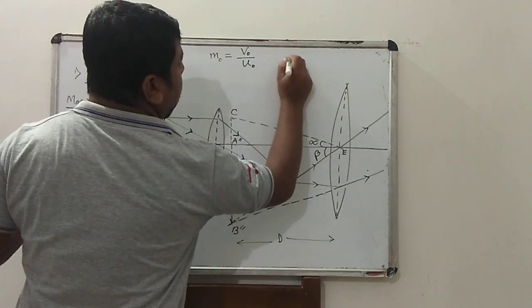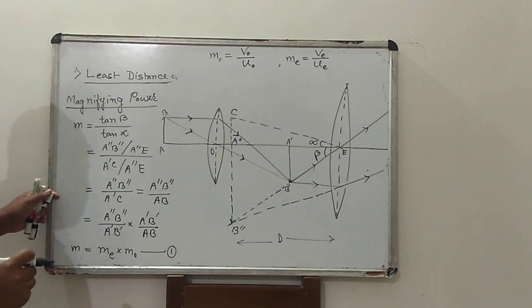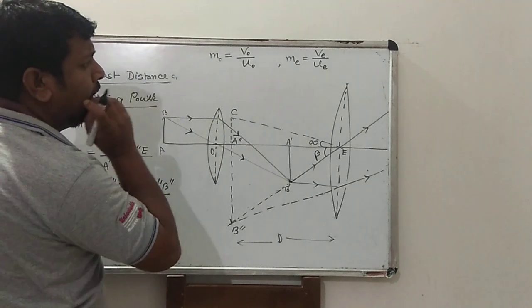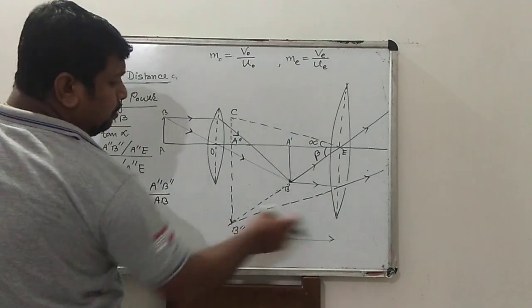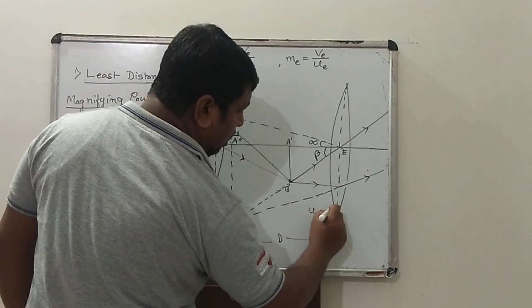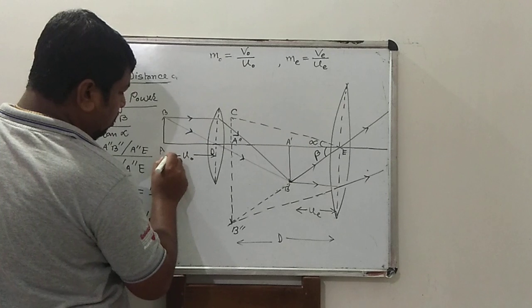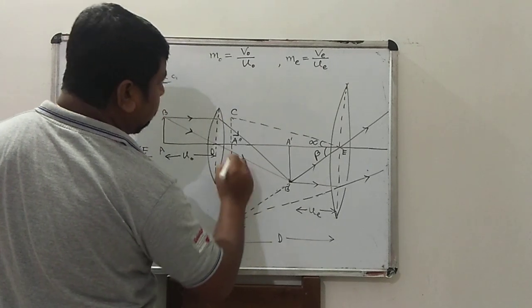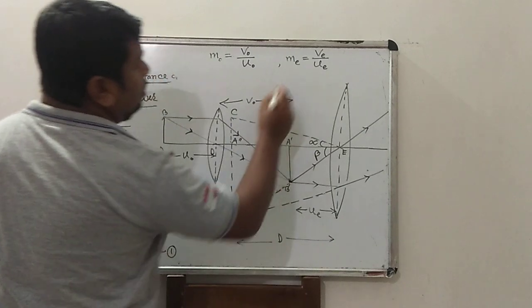So M_O equals v_0 by u_0. And M_E equals v_E divided by u_E. Here u_E is the object distance for the eyepiece and v_E is the image distance for the eyepiece. Suppose this position is u_E, and this is u_0, and this is v_0, and this is v_E.